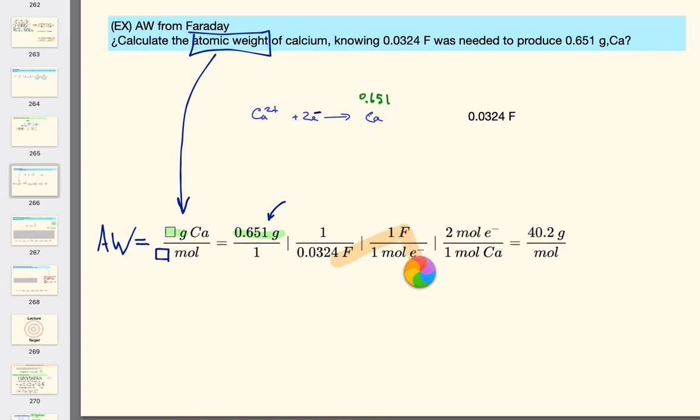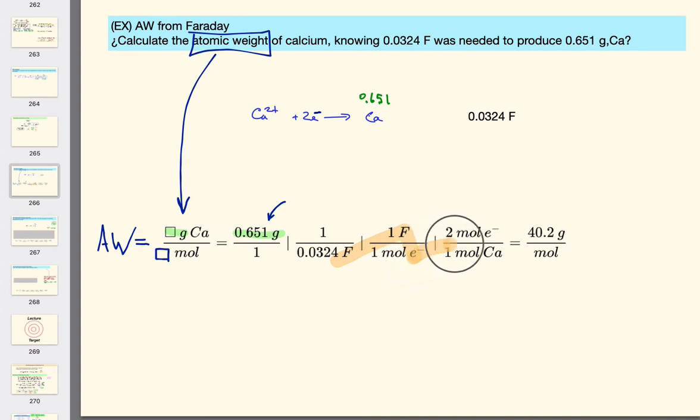But do I stop there? Well, you could, except the unit of moles of calcium hasn't shown up. You need moles of calcium in the denominator. And what do you have? You don't. Right now, you've got moles of electrons. Well, grams of calcium divided by moles of electrons is not the atomic weight of calcium. Atomic weight is the grams of calcium divided by the moles of calcium.